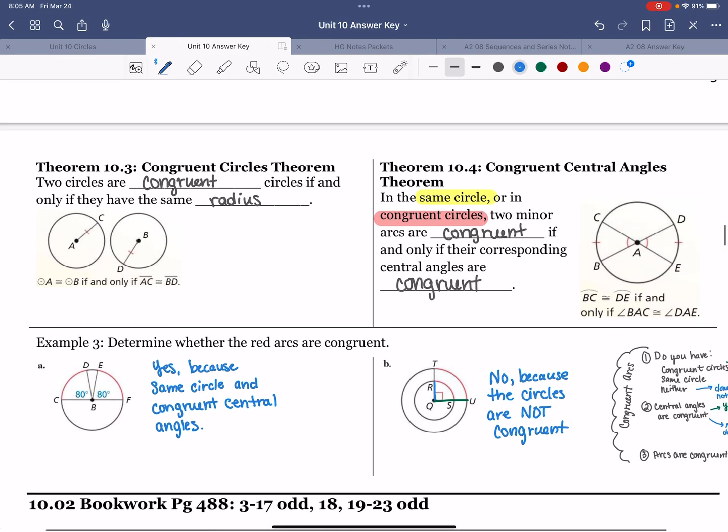Okay, and that is talking about arc measure. Come back for the next section where we talk about chords.